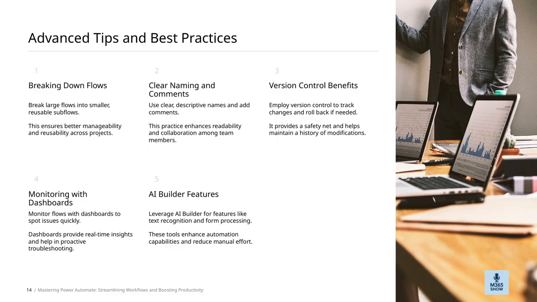Don't forget about clarity, using clear, descriptive names and adding comments to your flows. This improves readability and makes collaboration much easier, especially when working with a team or revisiting flows later. Finally, breaking larger flows into smaller, reusable subflows can make your automation more manageable. It boosts reusability across different projects and simplifies maintenance, saving you time in the long run. In essence, these advanced tips help you build more robust, maintainable, and efficient workflows, aligning perfectly with our goal of streamlining work and boosting productivity.